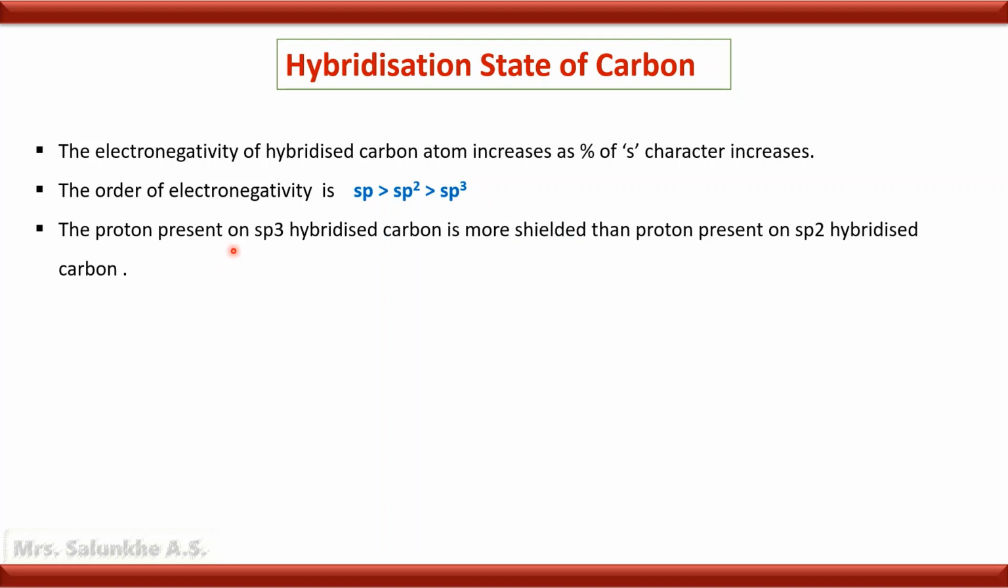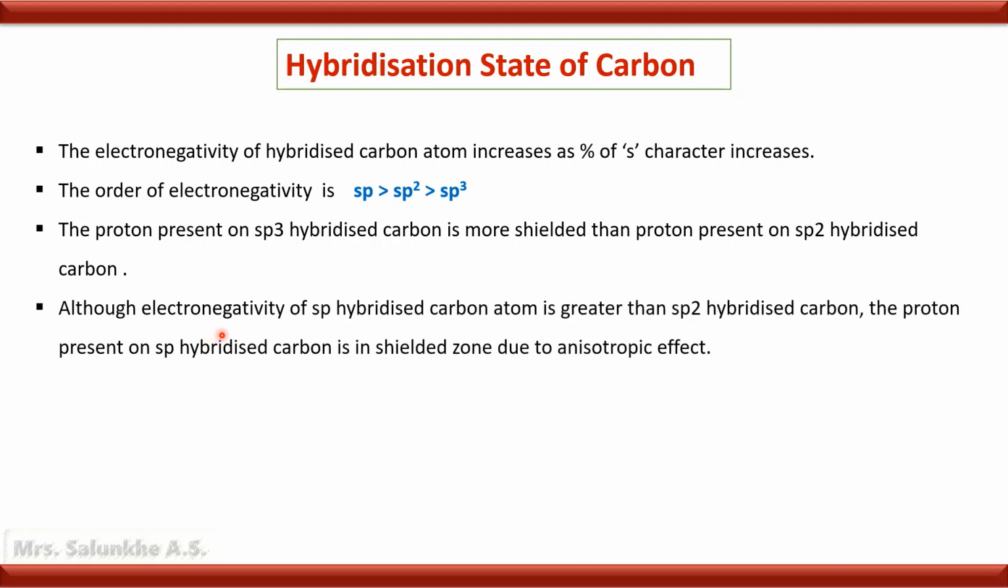The proton present on sp3 hybridized carbon is more shielded than the proton present on sp2 hybridized carbon. This is because sp3 hybridized carbon is less electronegative than sp2 hybridized carbon, and as sp2 hybridized carbon is more electronegative, the proton attached to sp2 hybridized carbon is deshielded.